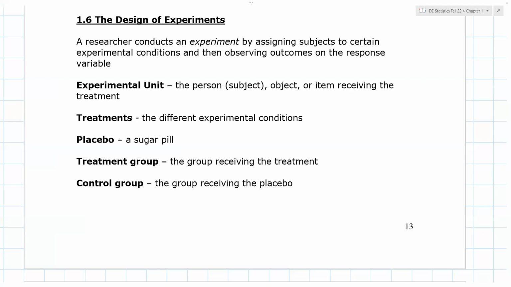And then off of the treatment and the placebo, we have 2 different groups. We have a treatment group, which is a group of people that is getting one of our treatments. So in this case, either 10, 15, or 20 milligrams of aspirin. And then we have the control group. And the control group is the group that gets the placebo.